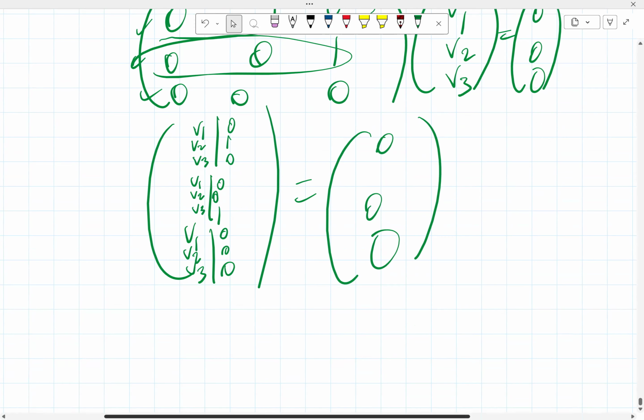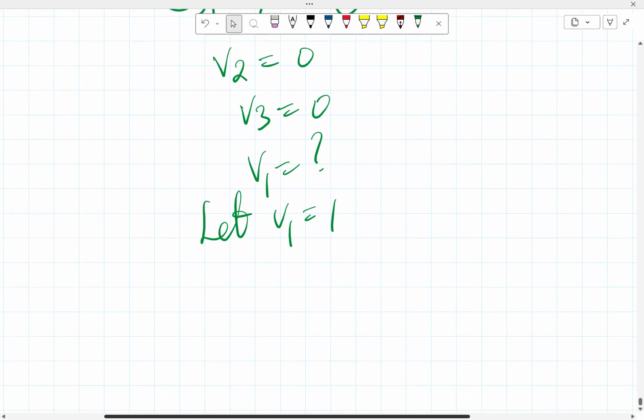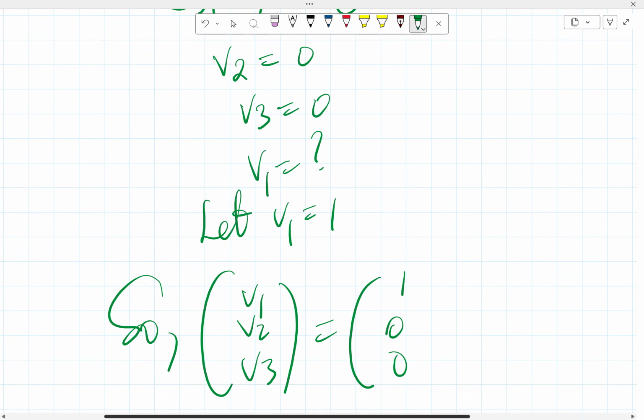So next, from here we have v2 is clearly 0. This v2 here is 0, so v2 is 0 decisively. Then v3 is also 0 decisively. So v1 is missing, so we can just let v1 be 1, right? So v1, v2, v3 are equal to 1, 0, 0.